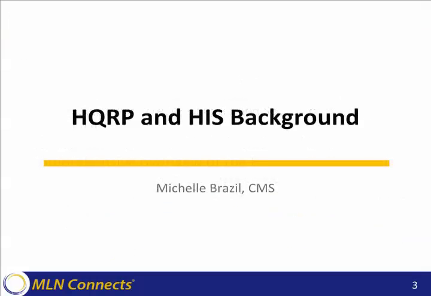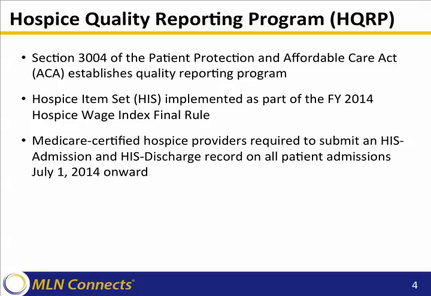In this section of the presentation, we will present some background information related to the Hospice Quality Reporting Program, or HQRP, as well as some background information on the Hospice Item Set. Section 3004 of the Patient Protection and Affordable Care Act authorized the establishment of the HQRP. The Affordable Care Act specifies that for fiscal year 2014 and each subsequent fiscal year, hospice programs shall submit to the Secretary data on quality measures.